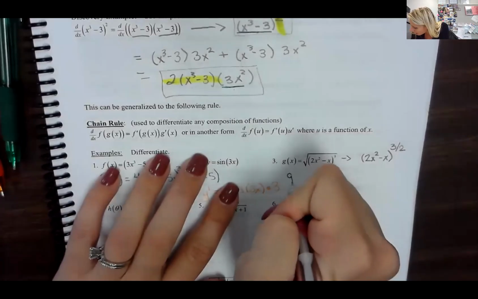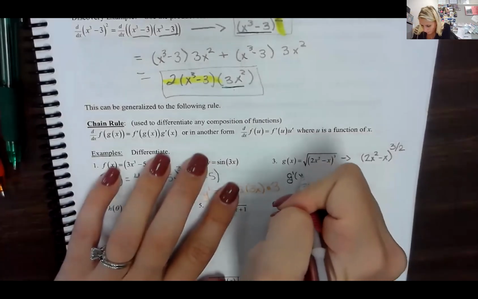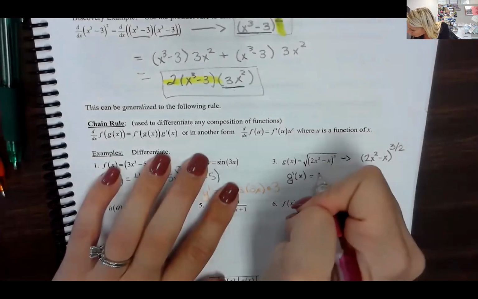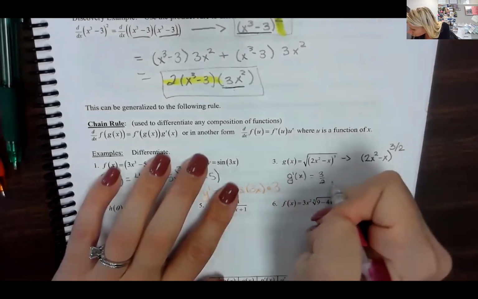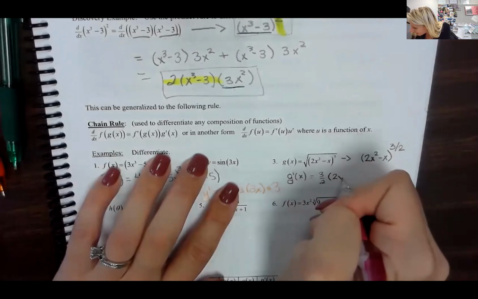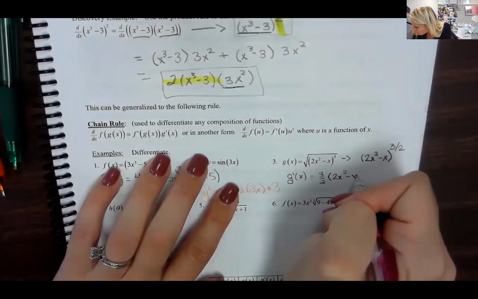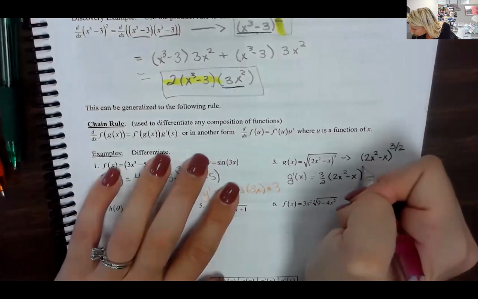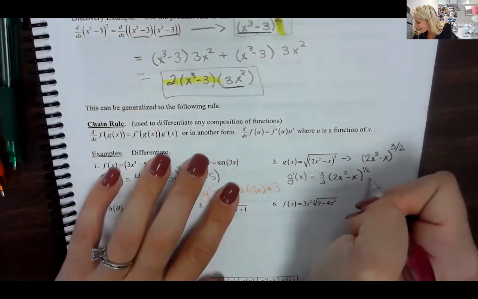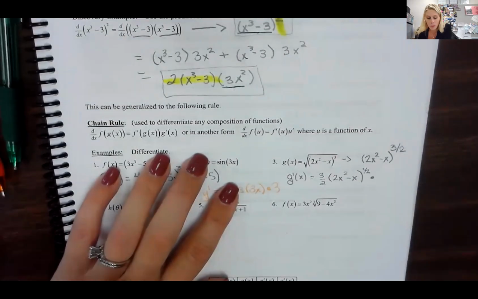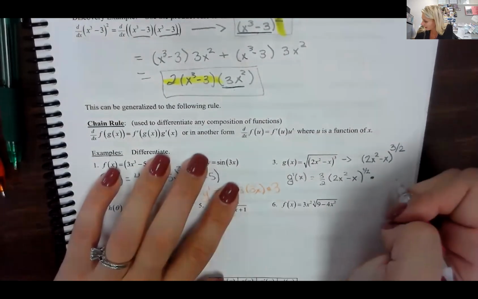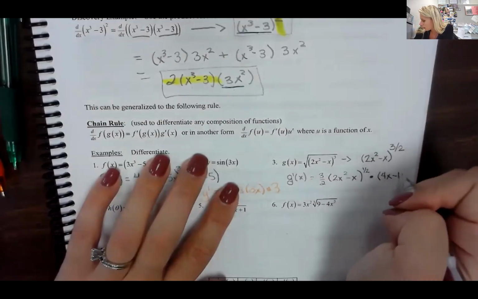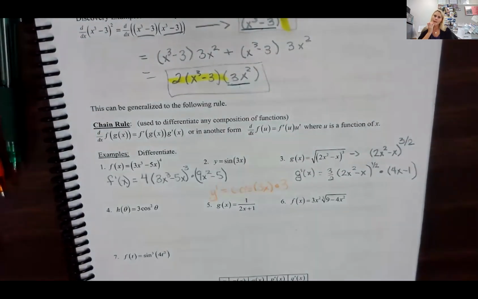So when I take g prime of x, I'm going to do that power first on the outside, which is bringing that 3/2 in front. That inside stays the same. And I subtract 1 from there. So 3/2 minus 1 is 1/2. And don't forget, this is a chain rule. So I have to multiply by the derivative of the inside, which would be 4x minus 1. Okay.